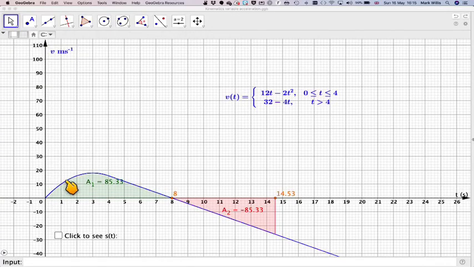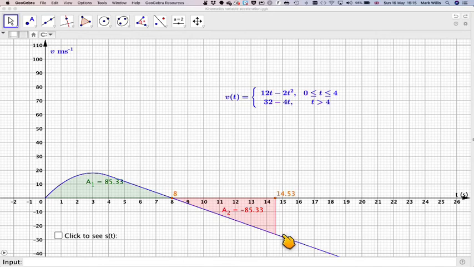So this is the velocity function. You see here first it's a curve, and when it gets to t equals 4, it becomes a straight line with a negative gradient. If we were to sum up the area between 0 and 8, which is the point where it changes direction because it crosses the t-axis, you get an area of 83.33. And if you then take from 8 to the time we just found, which is 14.53, you get a negative area. Therefore, the resultant displacement will be 0, which means it's returned to the origin.